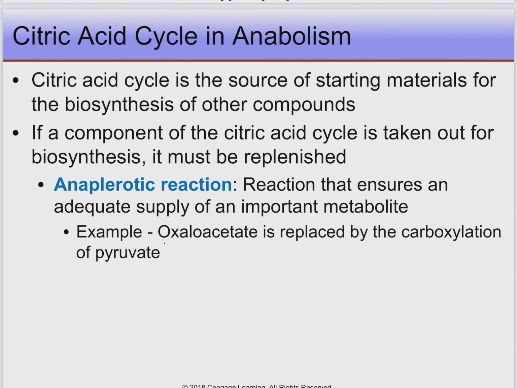Now, in terms of build-up, I made a mistake a little earlier. I said amphibolic was a reaction that replenished an intermediate in the citric acid cycle. I meant anaplerotic. That's what this is. Amphibolic is the one from the beginning of the chapter. That just means that the citric acid cycle does catabolism as well as anabolism. It's amphi, meaning both, in that sense. Amphibolic, catabolism and anabolism. Sorry about that. So anaplerotic reactions make sure we have lots of the citric acid cycle intermediates.